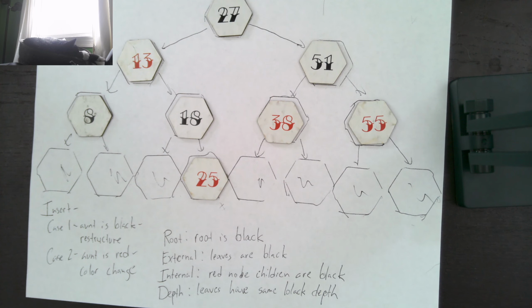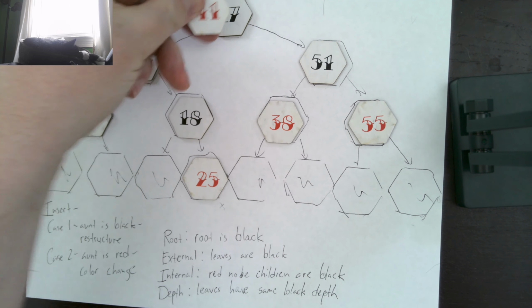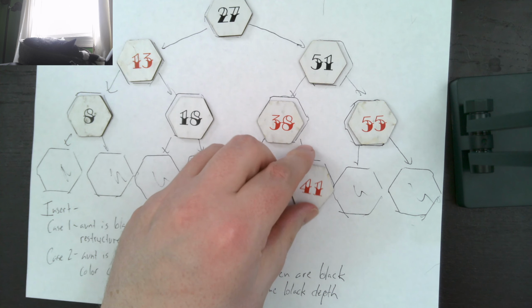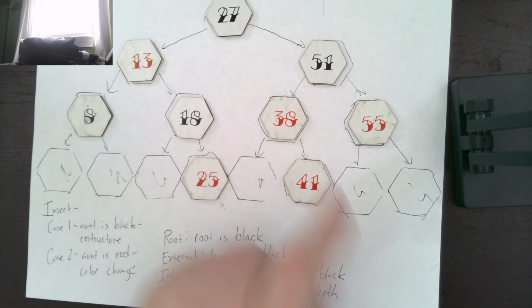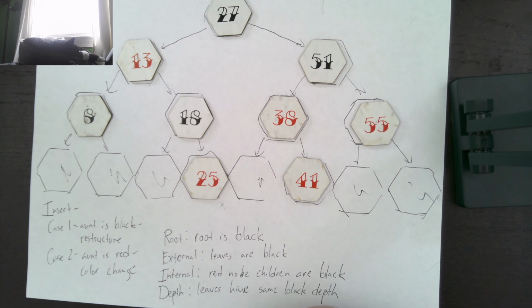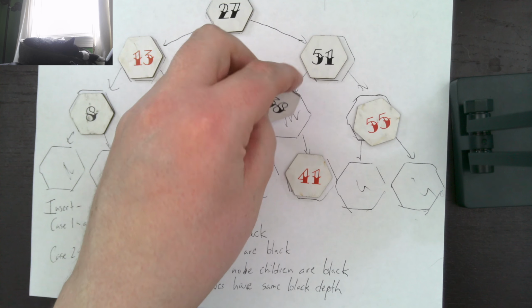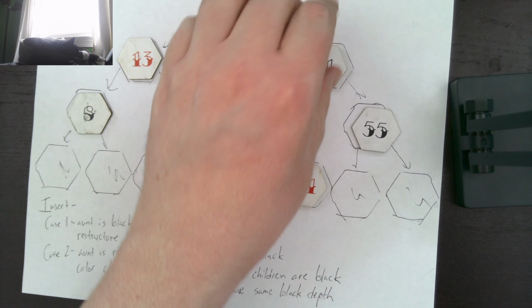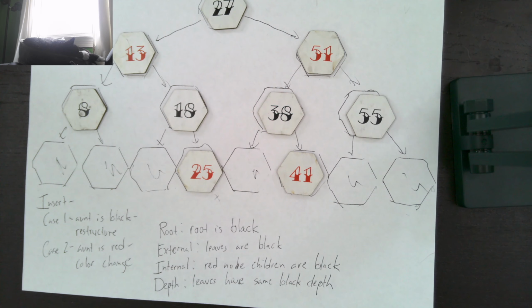Let's do another insertion though. So let's do 41, which we'll put in as red. So over here, over here, over here. Cool. Now we have another double red. And so we look at our aunt and we see, oh, my aunt is red. That means I flip these colors. So flip, flip, flip. And now these are all lined up very nicely.